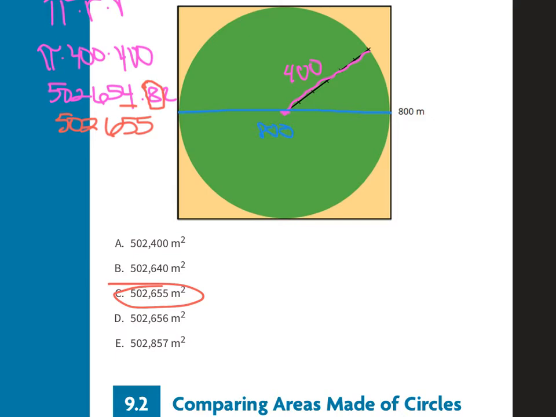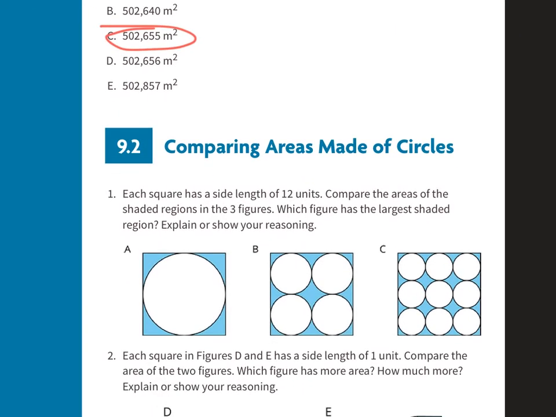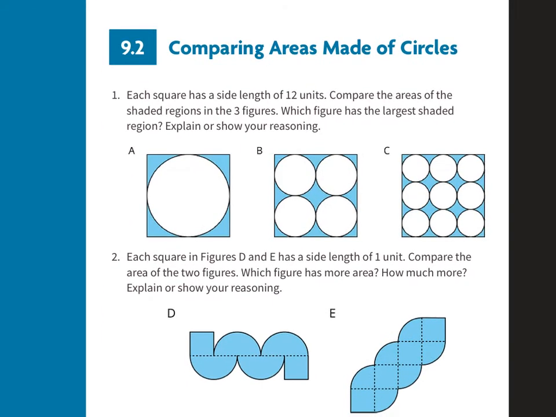So 9.2, page 70, it says, each square has a side length of 12 units. Compare the areas of the shaded regions in the 3 figures. Which figure has the largest shaded region? Explain your short reasoning. So each side is 12. So 12 there. So that means my radius here is 6. So to find the area of a square, we go 12 times 12, which is 144. So the whole thing is 144.